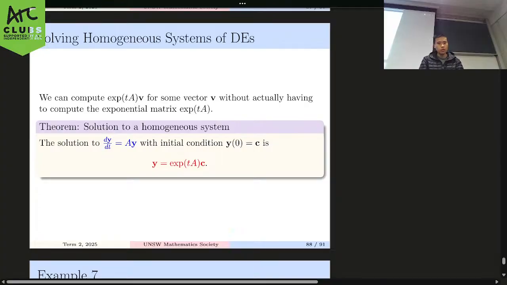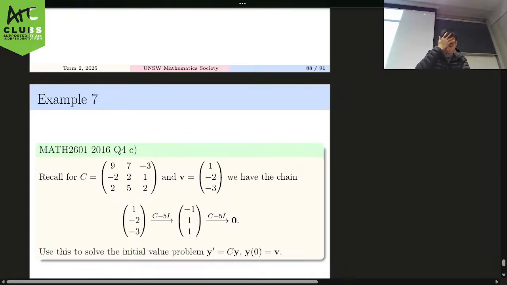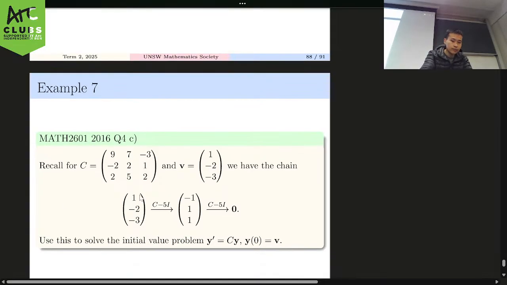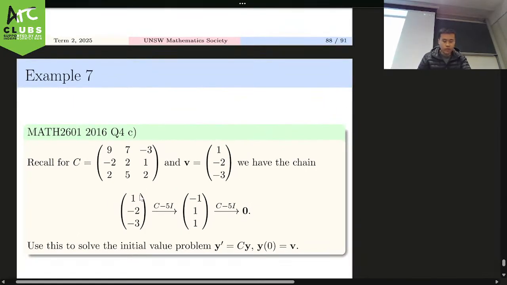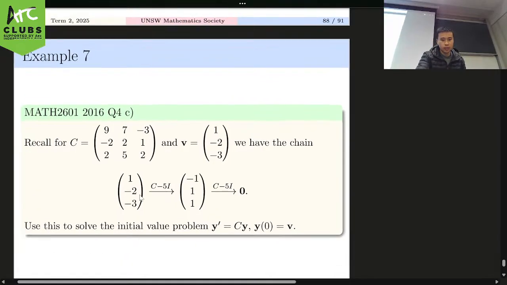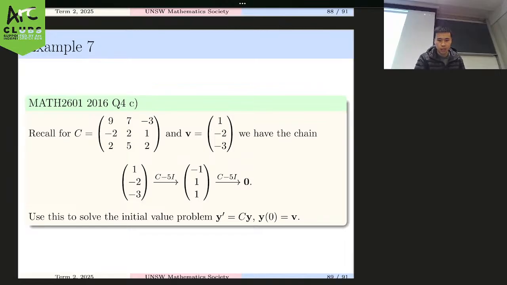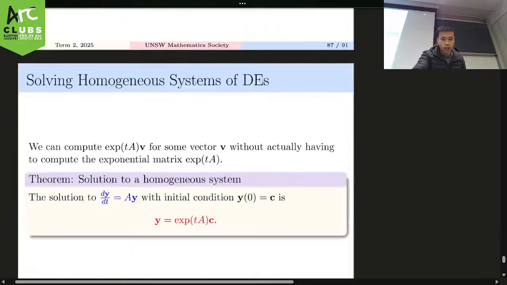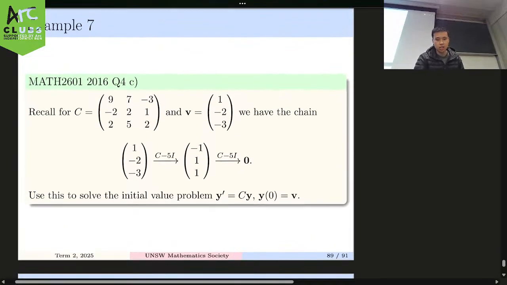So here we can solve a homogeneous ODE. I'm not going to do inhomogeneous because it's not on the test. The matrix is already used here, and that's how the starting vectors start the Jordan chain. And then we just need to solve the initial value problem.